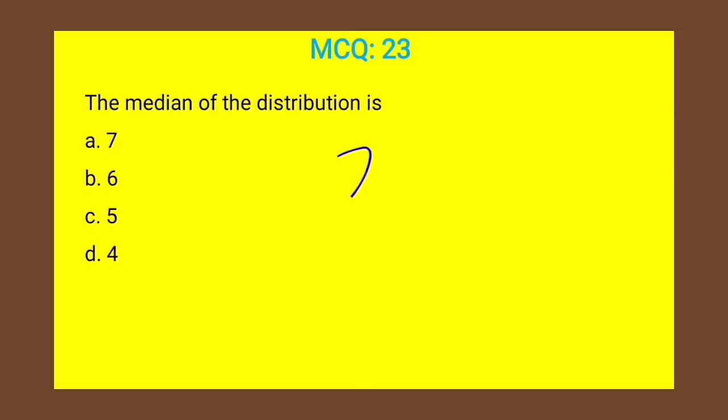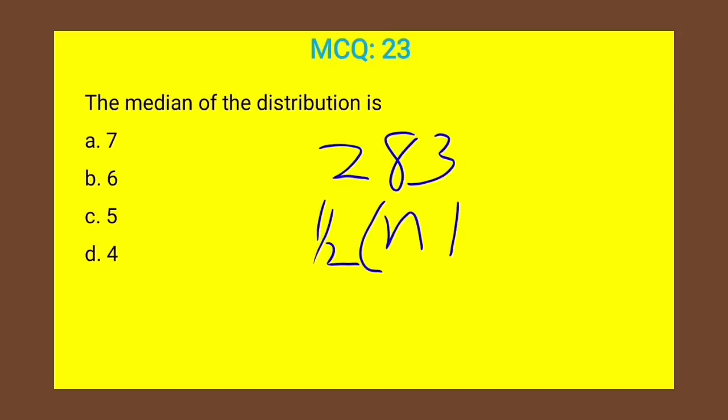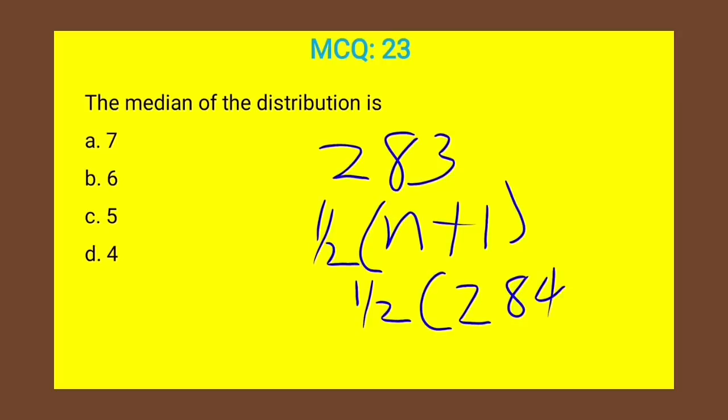was what? 283. Okay, the frequency was 283. So since this 283 is an odd number, for you to find the median, you need to add 1, so it becomes half of n plus 1, and the n represents the frequency. So you're going to have 1/2 of 284, and that's going to give you 142.